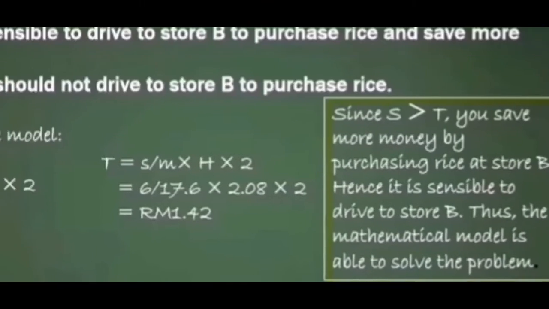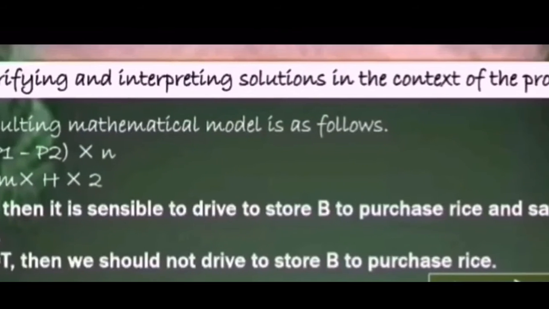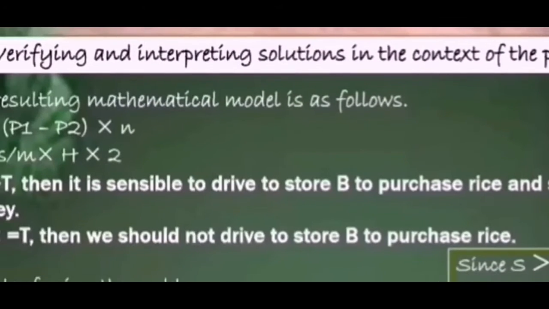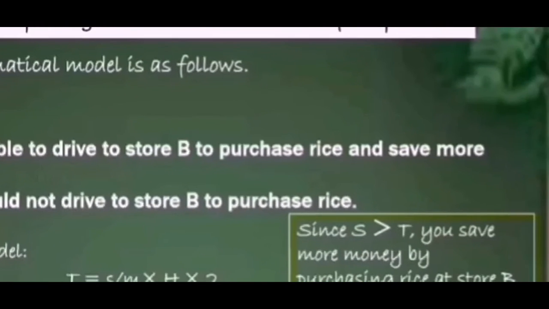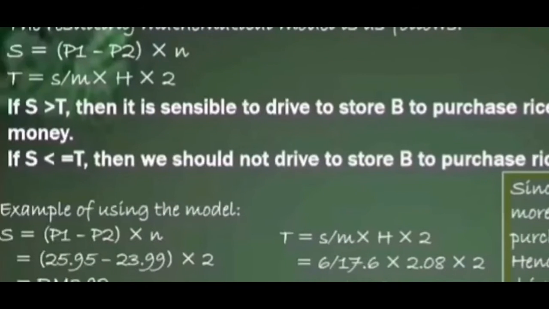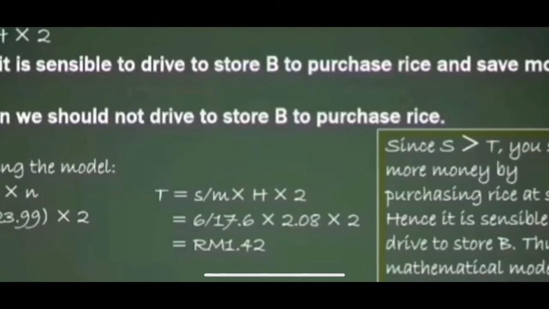Next, we can verify by interpreting the solution in the context of the problem. The resulting mathematical model is as follows. If x is bigger than t, then it is sensible to drive to Store B to purchase rice and save more money. If x is smaller than or equal to t, then we should not drive to Store B to purchase rice.